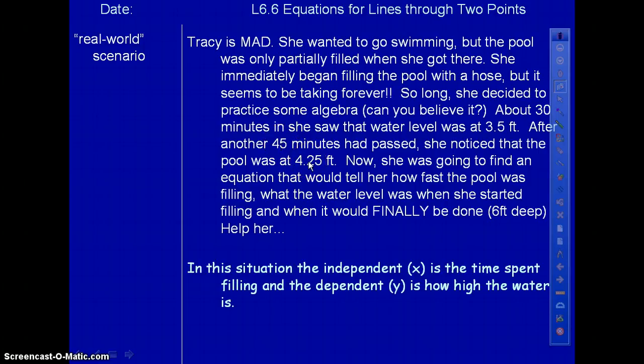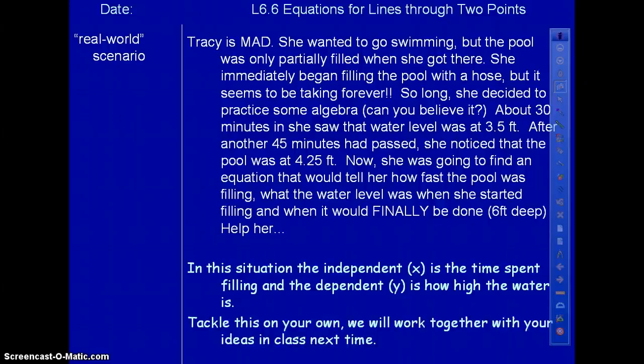Using those 2 ordered pairs, we should be able to come up with an equation of a line that would answer the questions: how fast is the pool filling and what was the water level when she started. And using that equation, we can answer, when is this pool finally going to be filled? When will it be 6 feet deep?